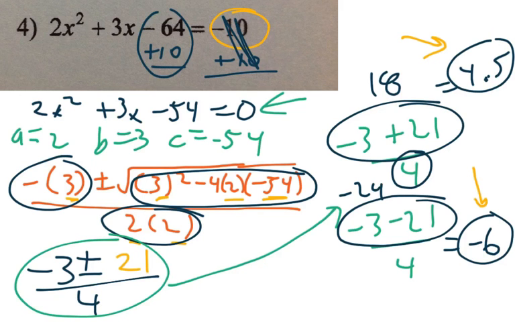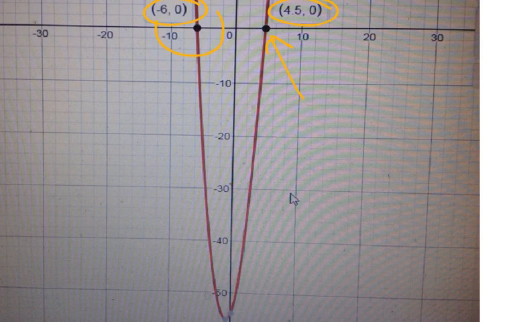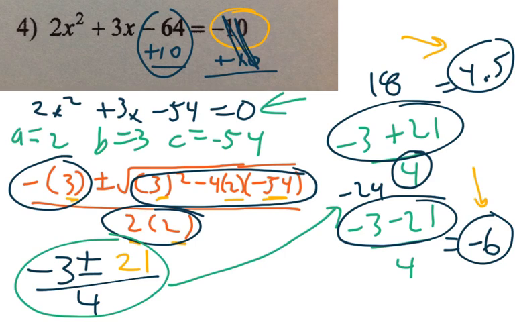Negative 6 and 4.5, right? Let's just take a quick look again. Yep, negative 6 and 4.5.